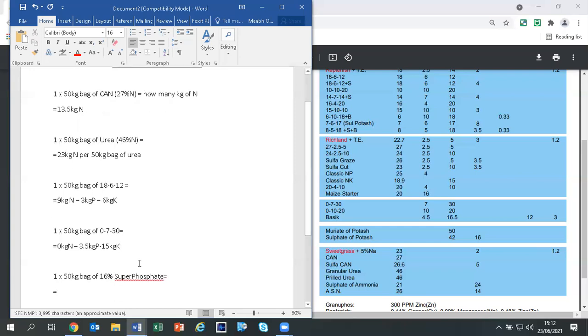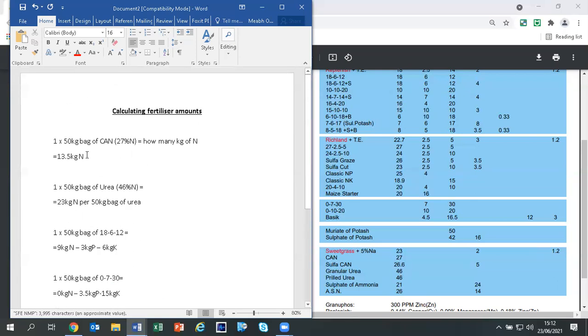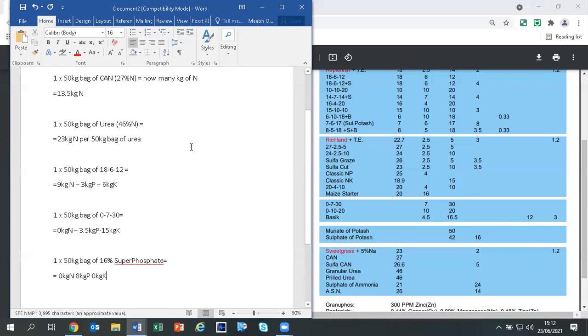And then in terms of 16% superphosphate, okay, there is 0 nitrogen in it. It's 16% P, so that means there's 8 kgs of P, and there is 0 kgs of K. So that just tells us how to work out per 50 kilo bag of fertilizer how many kgs of nitrogen there is.